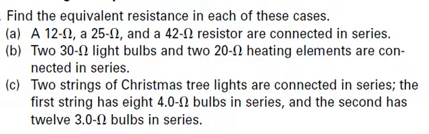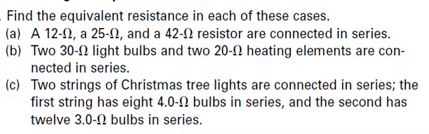What's the equivalent resistance? So if you have two 30 and two 20, it's going to be 60 plus 40, which is going to be equal to 100 ohm. Part C, two strings of Christmas tree lights are connected in series.